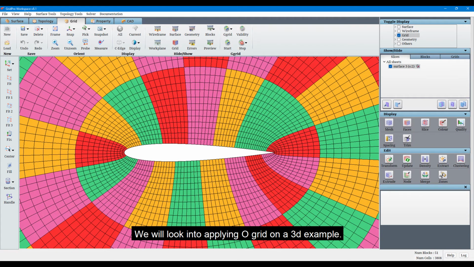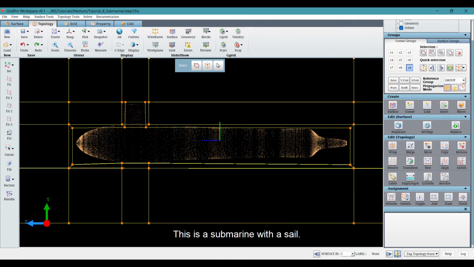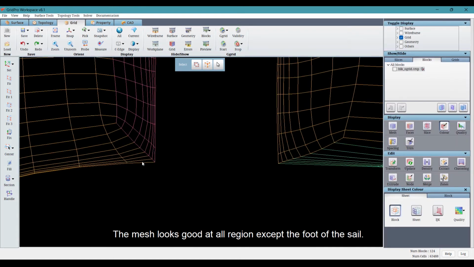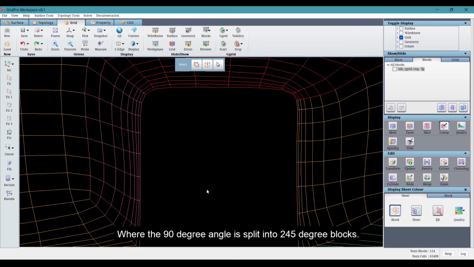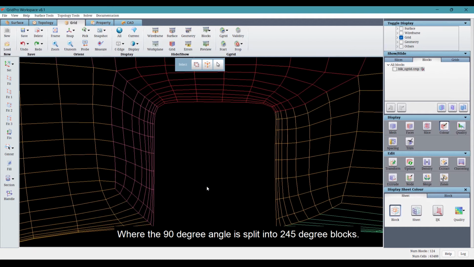We will look into applying O-grid on a 3D example. This is a submarine with a sail. In scenario 1, we will apply a global O-grid on the submarine surface and the sail. The mesh looks good at all regions except the foot of the sail, where the 90-degree angle is split into two 45-degree blocks. This results in the loss of orthogonality in this region.